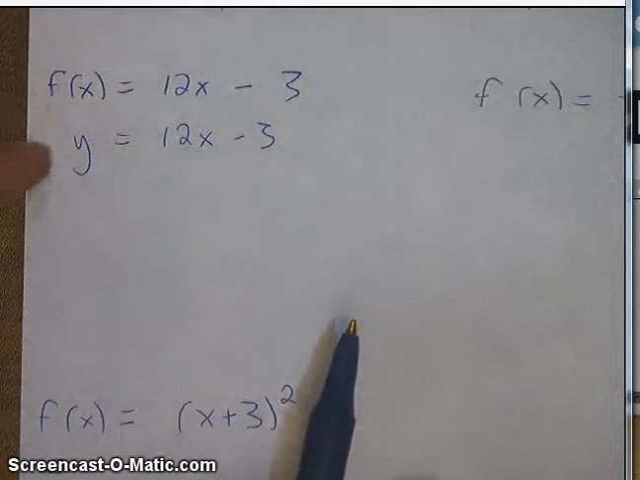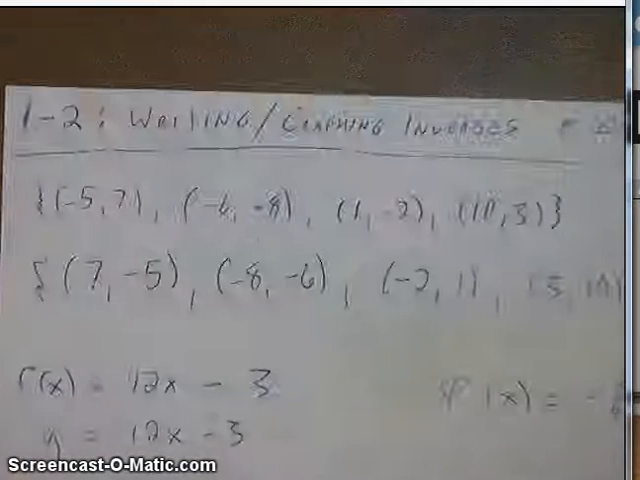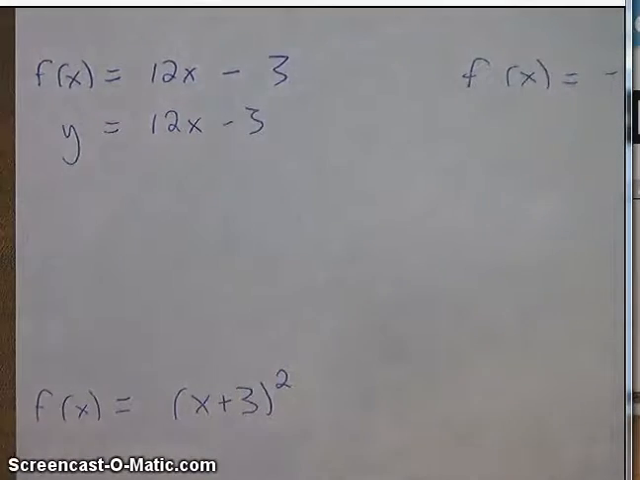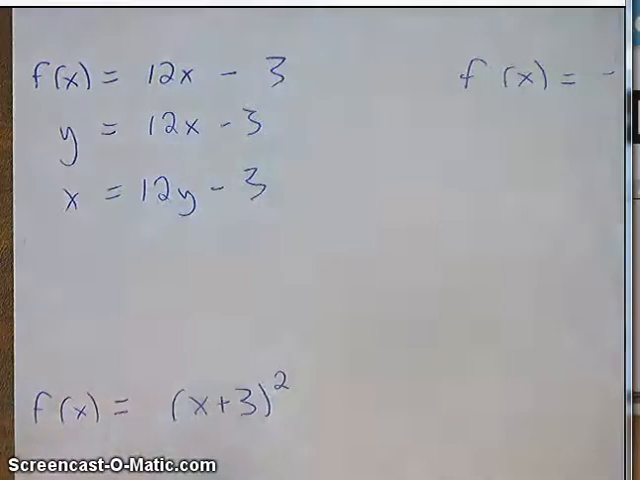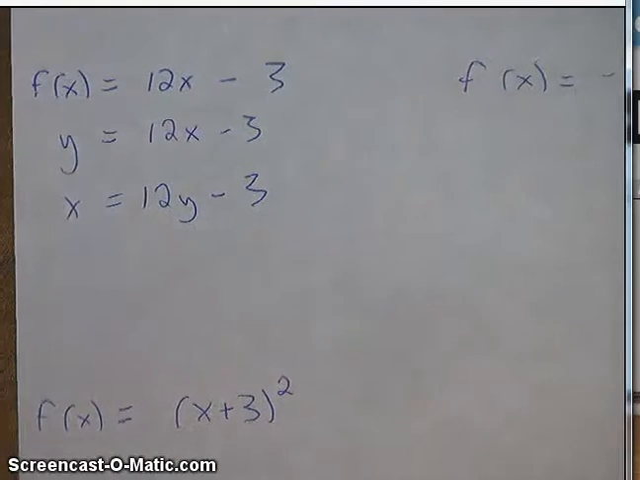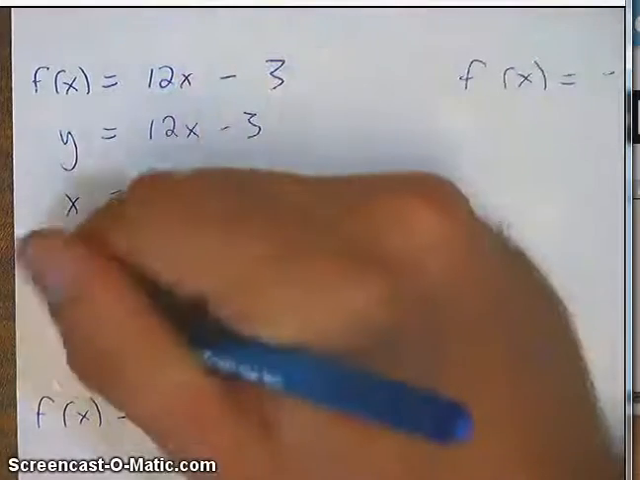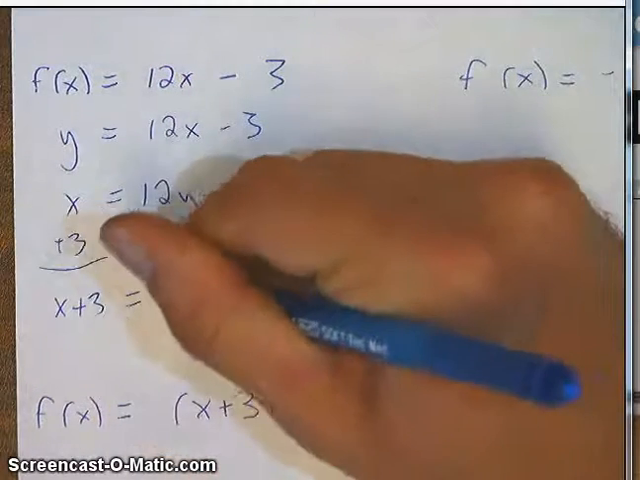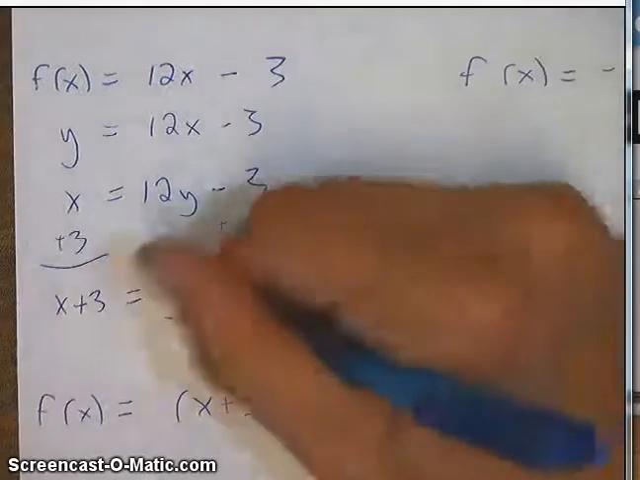And again, f of x and y, they're the exact same thing, so you can interchange them as much as you'd like. After you've done that, then we want to flip all the x's and y's just like we did for the discrete data. So to flip the x's and y's, I'm going to do x equals 12y minus 3. At this point, you're going to want to just solve for y, get the y by itself. So we're going to add 3 to both sides. We get x plus 3 equals 12y. And then we're going to want to divide both sides by 12 to get the y by itself.